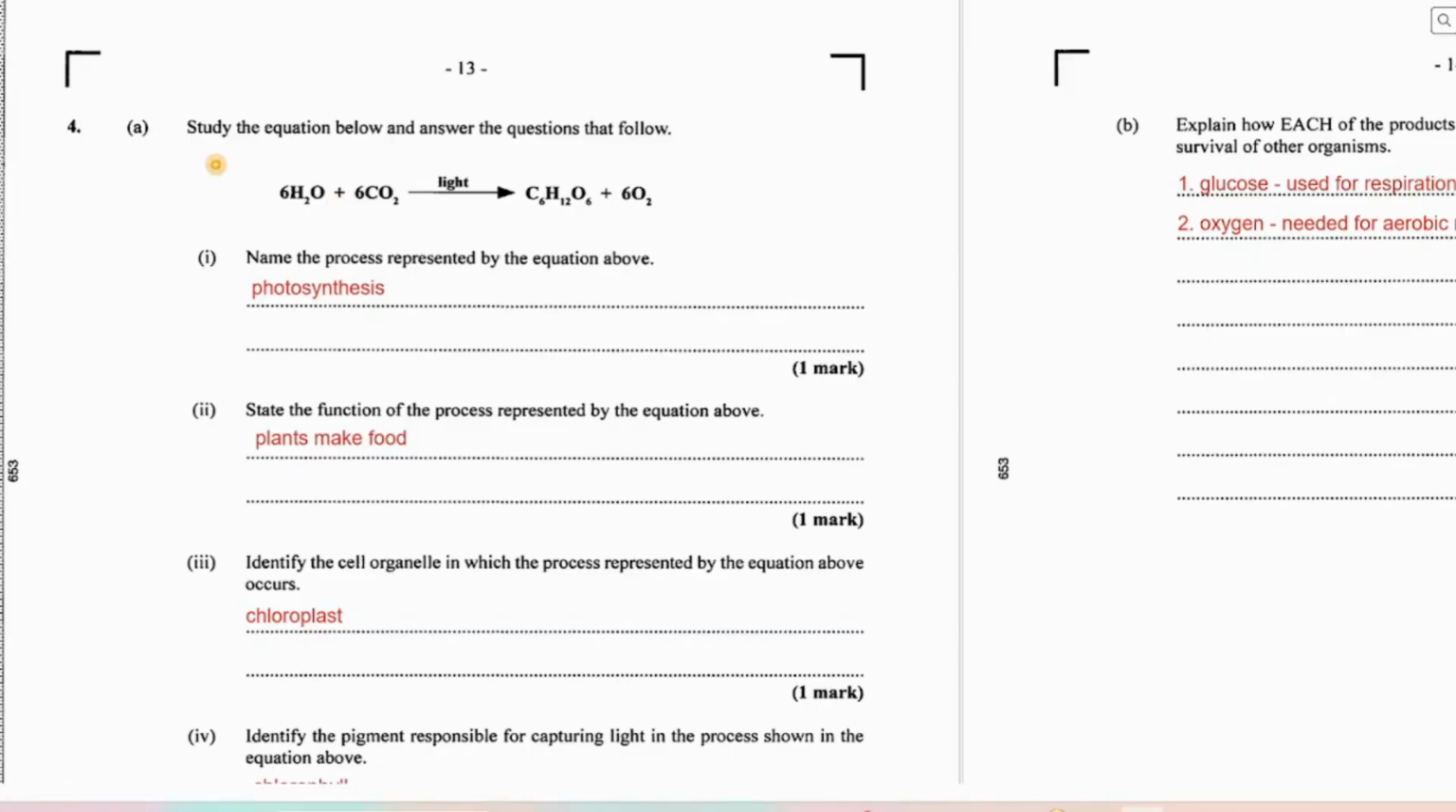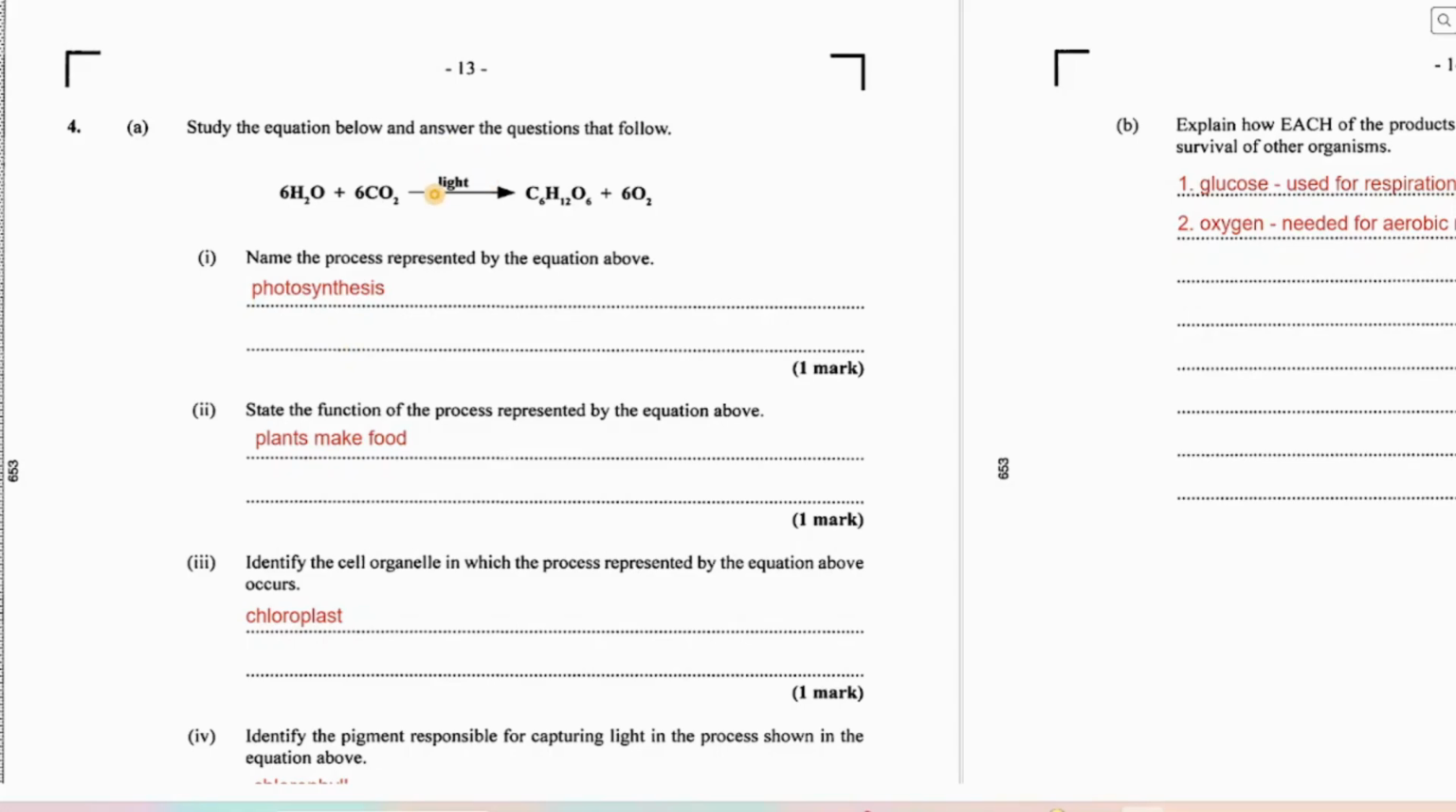Question 4. A. Study the equation below and answer the questions that follow. So you have this equation here, which should be very, very familiar at this point. So you have part 1, name the process presented by the equation above: photosynthesis. How should we know this is photosynthesis?